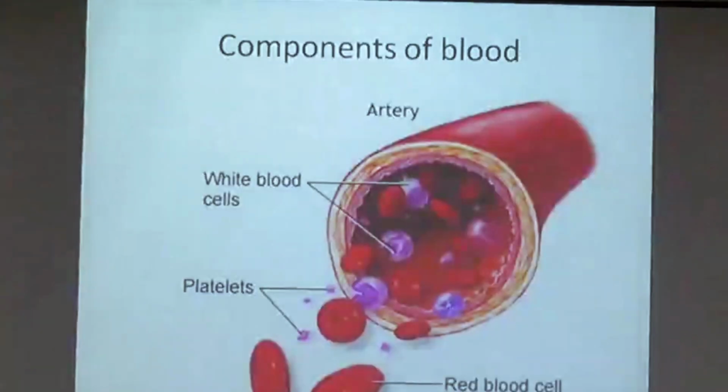The components of blood, as we can see in the picture, it consists of red blood cells, white blood cells and platelets. And the blood is flowing in a blood vessel named artery.